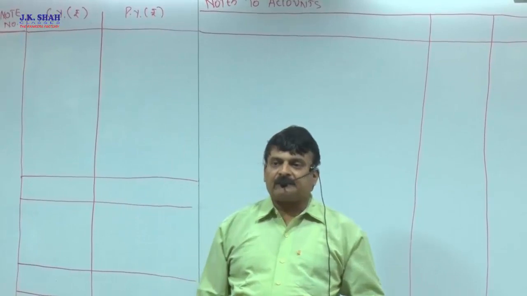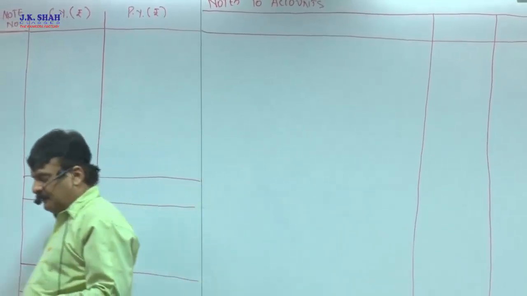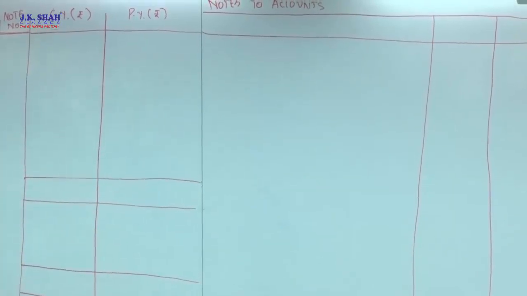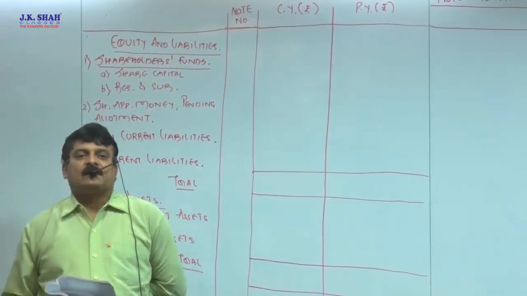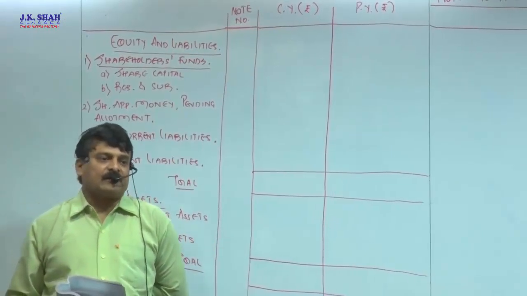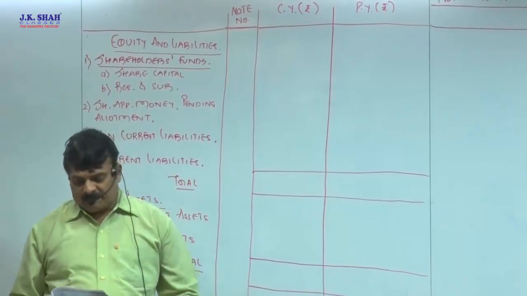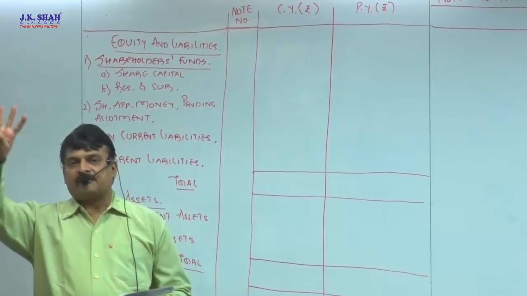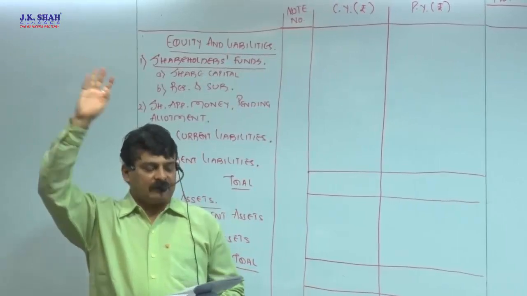Look at the assets. Non-current assets. Fixed assets. First one, tangible assets. Best examples are land and building, plant and machinery, furniture and fixtures, etc. Intangible assets. Four intangible assets are there: goodwill, patent, trademark and copyrights.